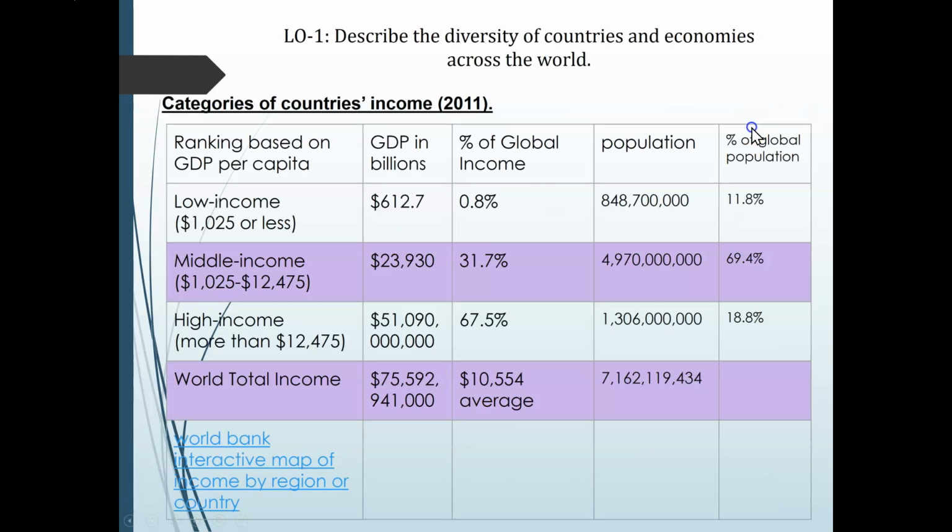free trade. So this table shows you in 2011 what would be considered low income, under 1,025 a year, about 12% of the world's population living that way then. Middle income, earning 1,000 to 12,475, that's about 70% of the population, the vast majority. And then high income individuals earning over 12,500 a year, almost but not quite 19%.